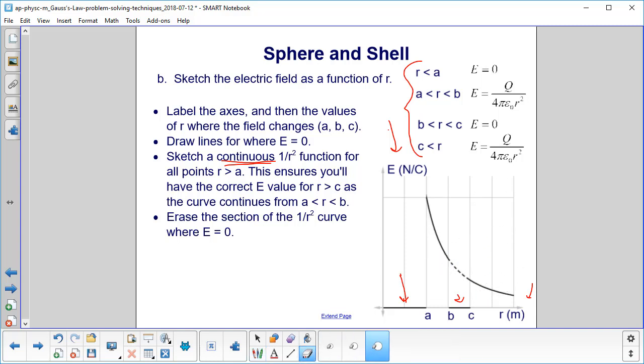Then erase this section. See where we have the dashed lines? Go ahead and erase that because you know the electric field between B and C is 0. Once again, this is the handiness of using a pencil during the exam.